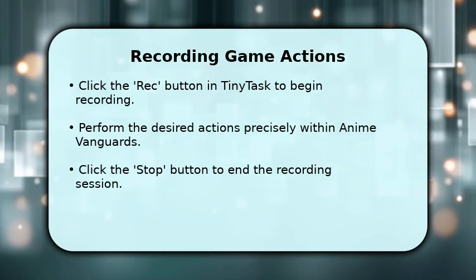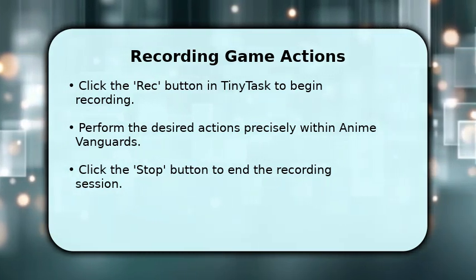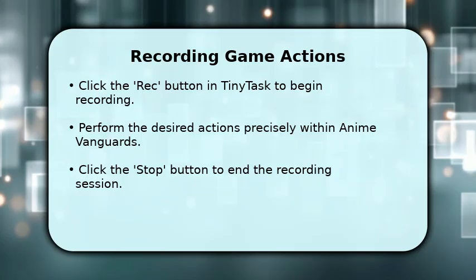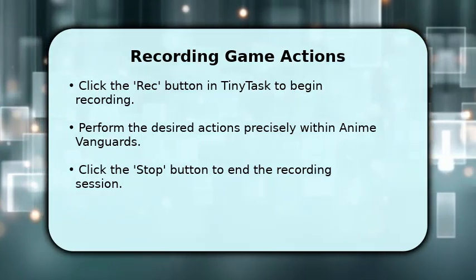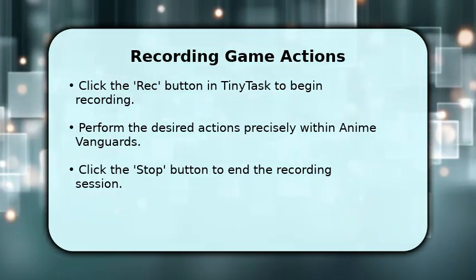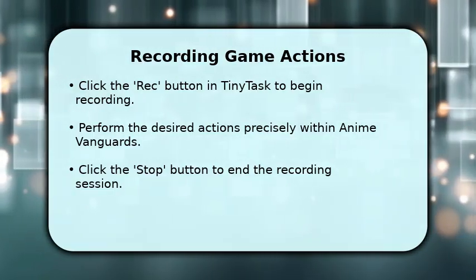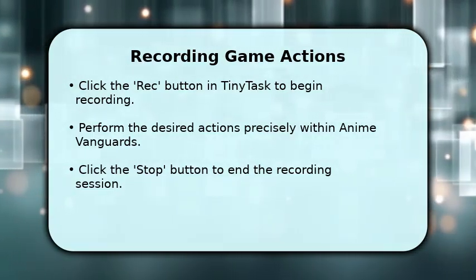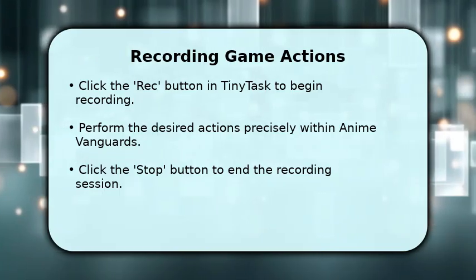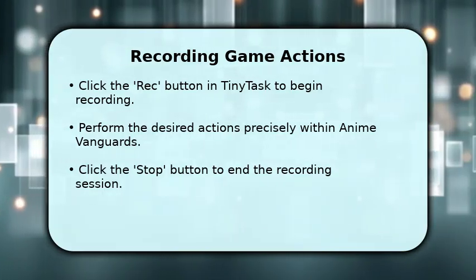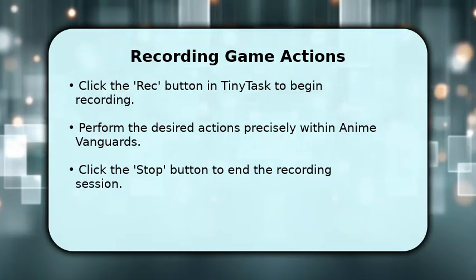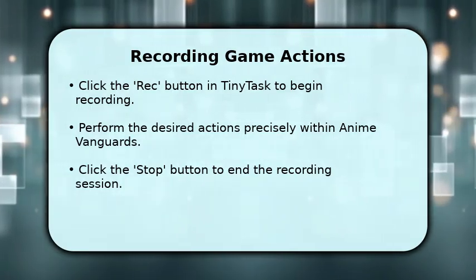Now let's record your actions. With TinyTask open, click the red Rec button. Immediately switch to your Anime Vanguard's game and perform the sequence of actions you want to automate for Igris. Be precise with your mouse clicks and keyboard inputs. For example, if you're farming resources, execute the exact steps. Once finished, switch back to TinyTask and click the Stop button. This captures your entire sequence.